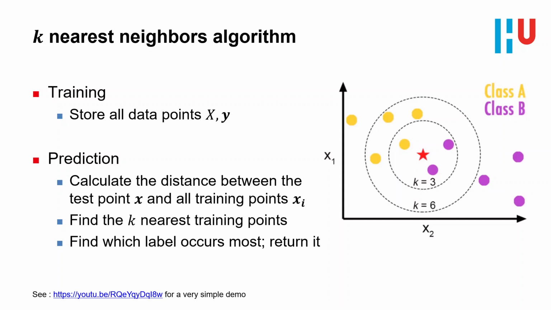So how do we need to do that? Well, we need to calculate the nearest distance and then see the distance from this star to all the other points, and then basically just find the nearest one. And that's it. So I've also added here a link, I believe, for a very simple demo.